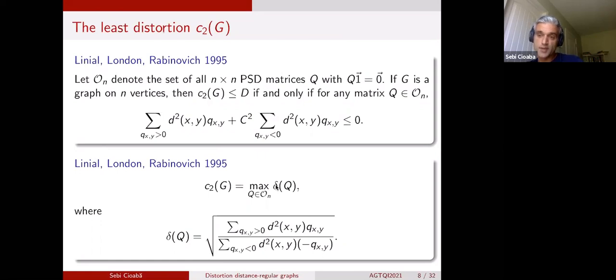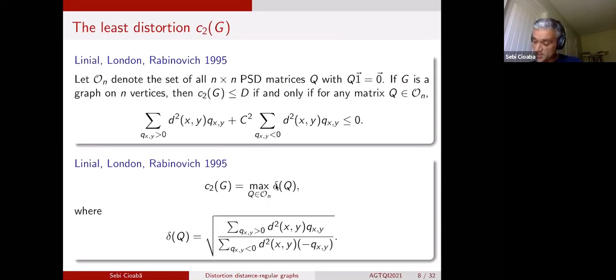And they prove that you have this upper bound on the least distortion, c2 of G is at most D, if and only if for any Q in this set, so positive semi-definite with row sum 0, you have this inequality: those two sums, which involve the entries in the matrix that are positive versus the entries that are negative, is less than or equal to 0.